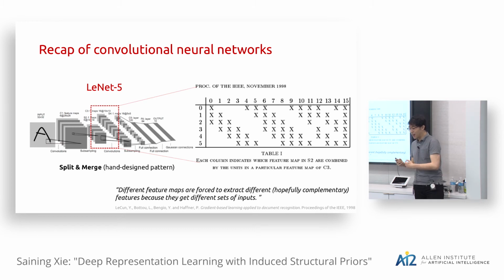Why did they do this? I'm just going to quote one sentence in the paper. They want different feature maps to be forced to extract different, hopefully complementary, features because they get different sets of inputs. Although this makes great sense, there's not really any analysis or even results to prove it. But it's there, the sparse connection pattern.